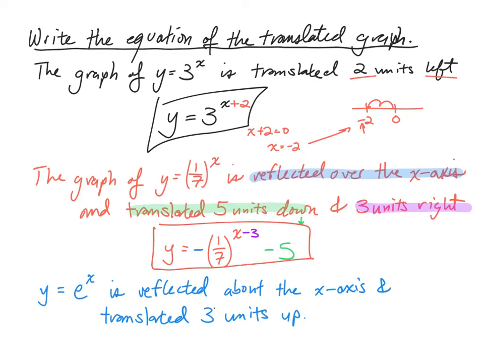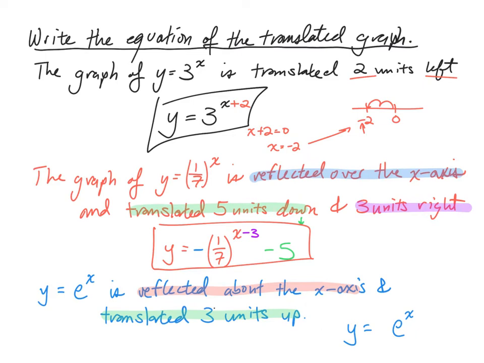The last one, we have the return of e to the x here. So again, if you just start writing the parent function, you're 50% of the way there. Then we just have to go again and figure out reflected about the x-axis, okay, and translated 3 units up. How do we represent those things in our equation?